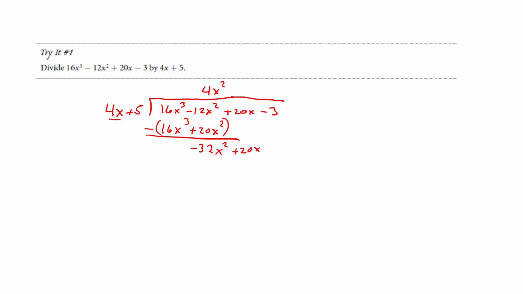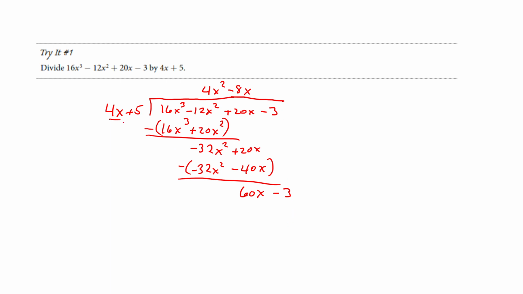Okay, once again, we're going to play again, but I got to turn 4x into negative 32x squared. So I've got negative 8x would do that. Okay, multiply these. I've got negative 32x squared. Negative 8 times 5, negative 40x. Check for my leftovers. Okay, this is gone. This is now plus 40. So I've got 60x. Bring down my negative 3.